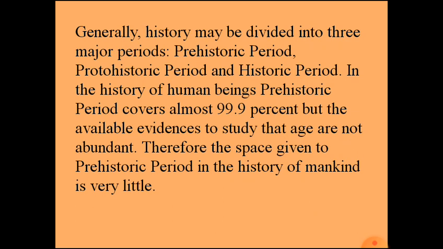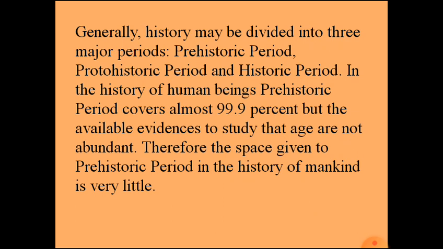Generally, history may be divided into 3 major periods: prehistoric period, protohistoric period and historic period. In the history of human beings, prehistoric period covers almost 99.9%, but the available evidences to study that age are not abundant. Therefore, the space given to prehistoric period in the history of mankind is very little.